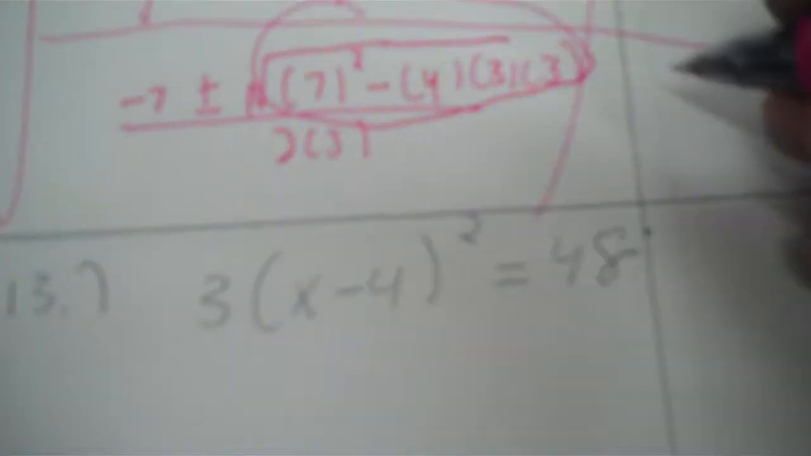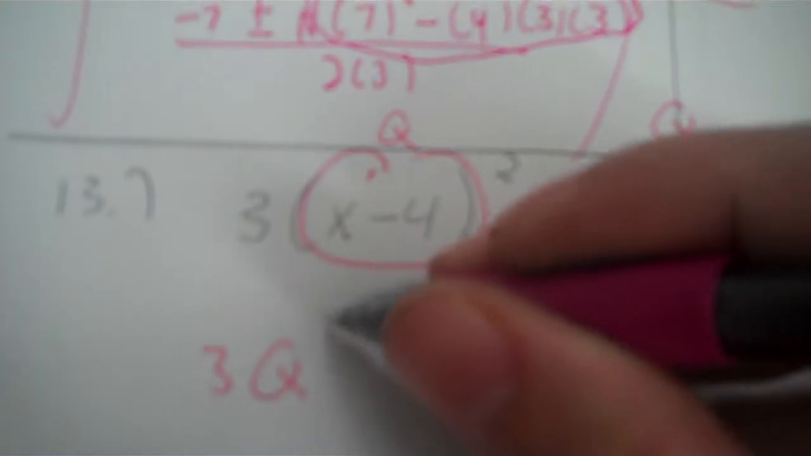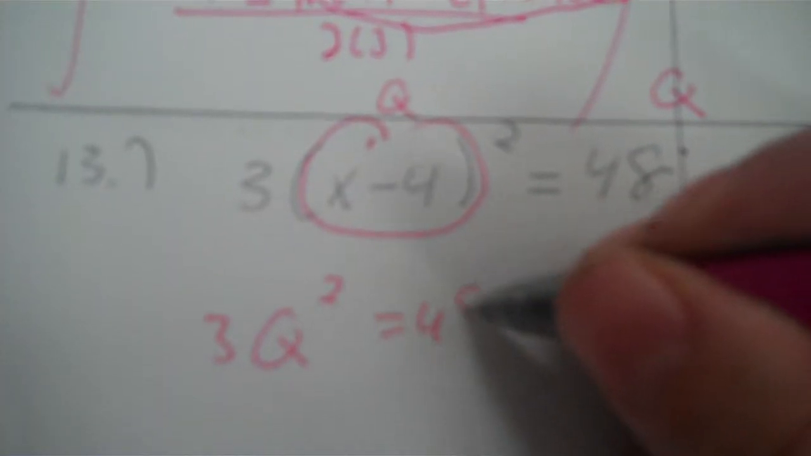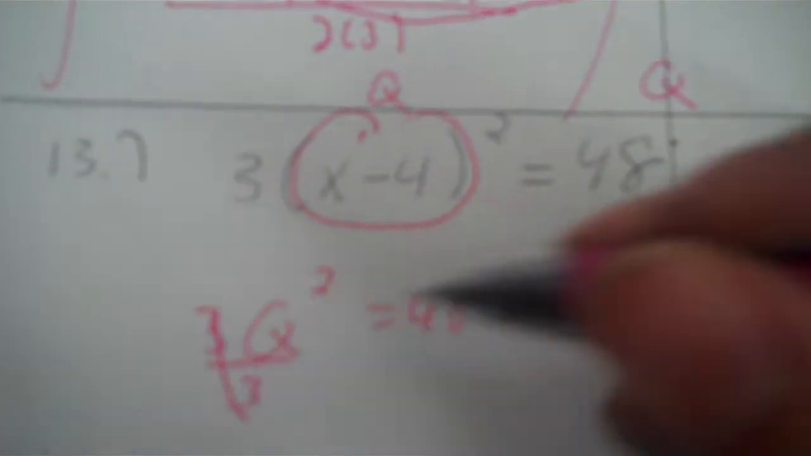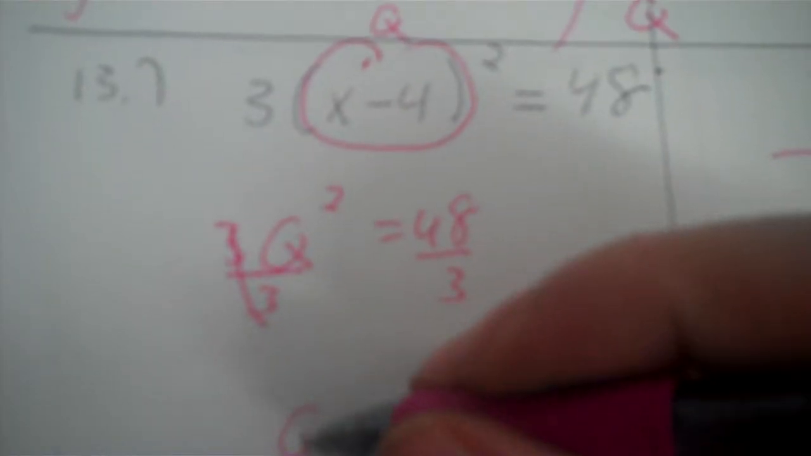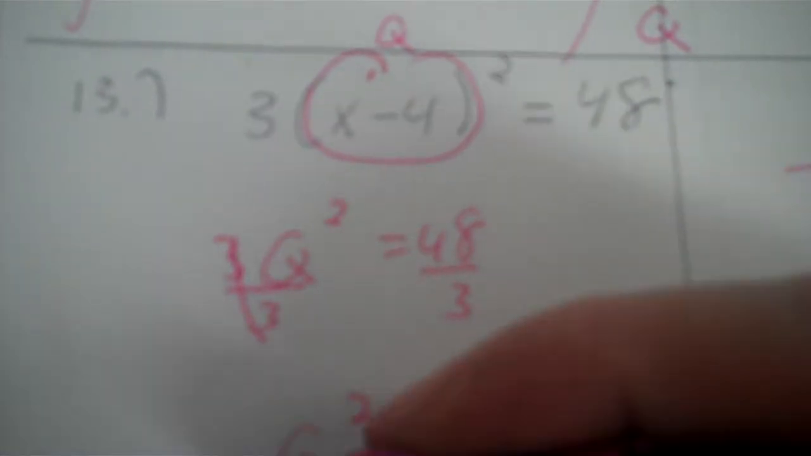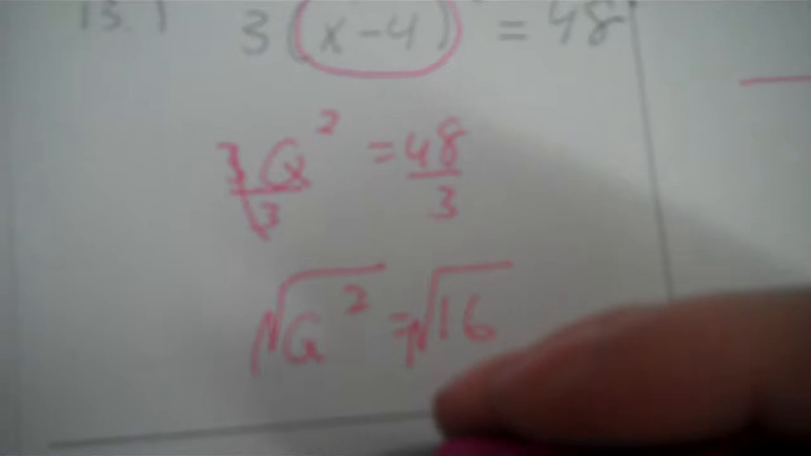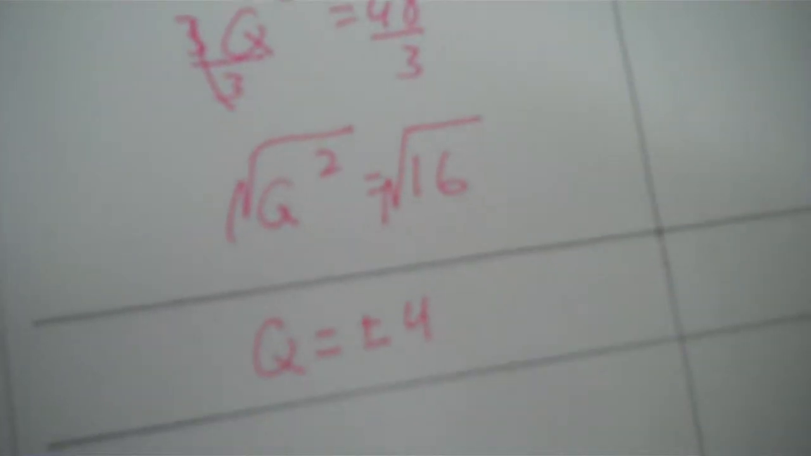Okay, then my last problem, there's two answers, but this time it's in vertex form with that parentheses, so I'm going to be using the q. So I replace that with q, so q and then 3q to the second equals 48. Must divide by 3 first. Q to the second is 16, and I square root both sides. So q equals plus or minus 4.